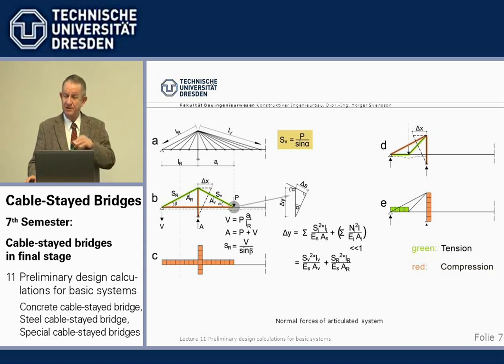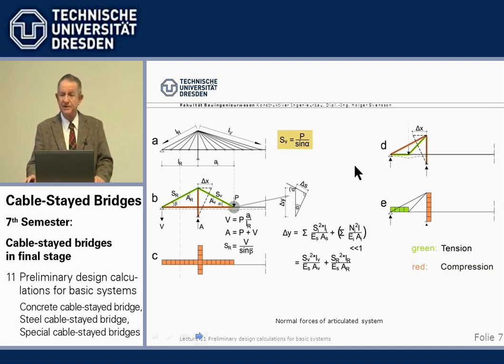So a hinged or articulated system is our approximation for calculating the normal forces. The moment we do that, we have a statically determined system. And we can do it because the deformations of a cable stayed bridge are governed 95% by the stay cables. So we make only a very small mistake in the range of 5% if we take away the bending capacity of the tower and the beam.